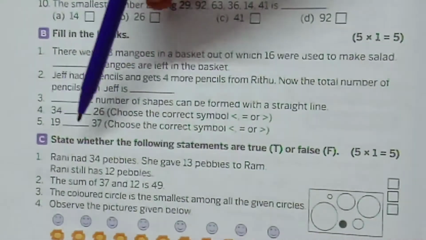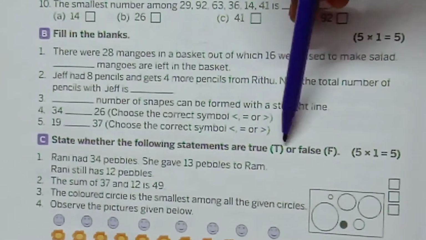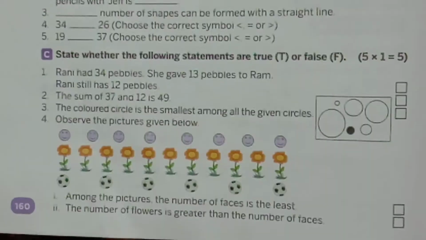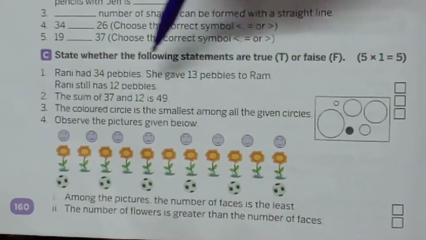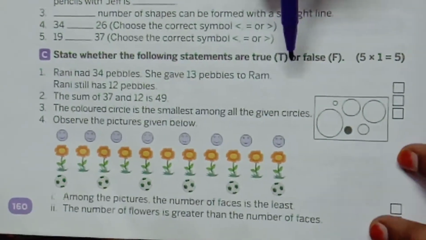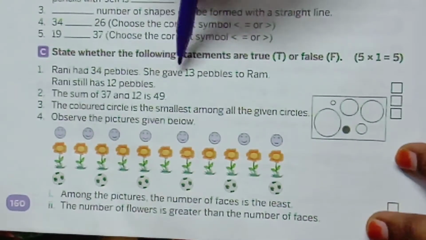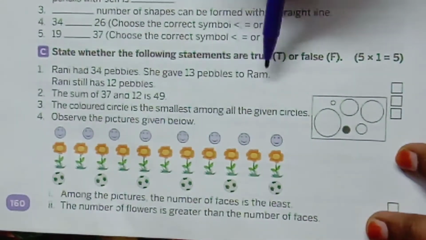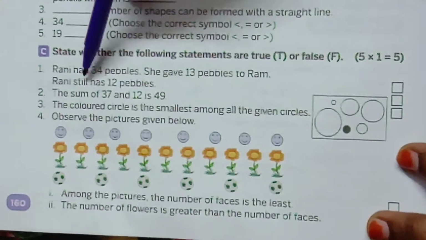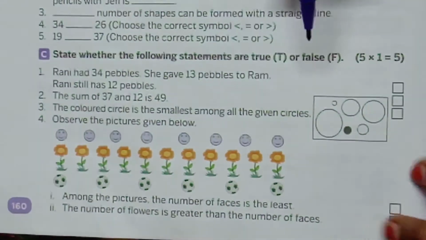Next, C bit. State whether the following statements are true or false. Okay, children? Look at here, children. Which one is true, which one is false? We have to find. Rani had 34 pebbles. She gave 13 pebbles to Ram. Rani still has 12 pebbles. Is this the right answer?